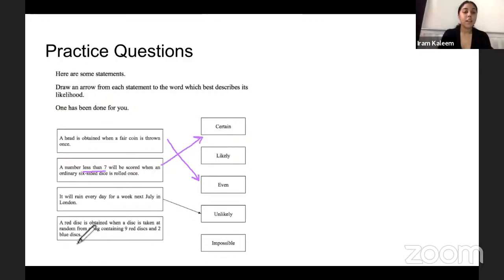And finally, a red disc is obtained when a disc is taken at random from a bag containing 9 red discs and 2 blue discs. So for this last one here, we know that at the top we put it's 9 red discs being chosen out of a total of 11 discs. So if it's 9 out of 11, that's quite likely, I would say. So I'm gonna draw an arrow from this to likely, because 9 out of 11 is the majority, isn't it? The majority of the discs in the bag are red. So we say it's pretty likely.